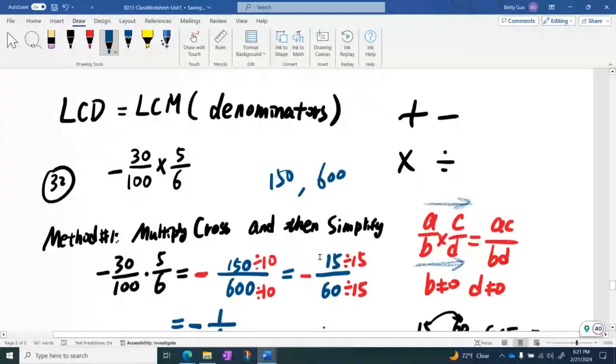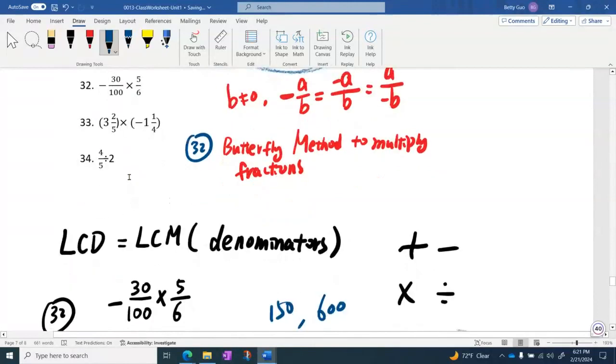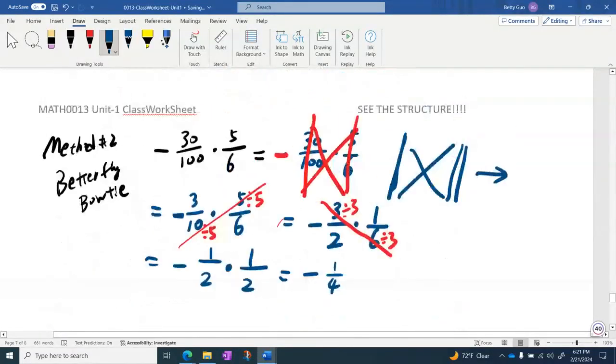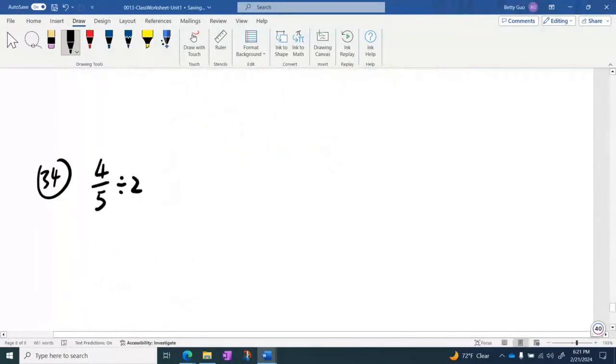And last question is about the division of two fractions. Okay. Let's do the division since I'm already talking about that. 4/5 divided by 2. Earlier the example is about multiplying fractions. Here we have dividing fractions.